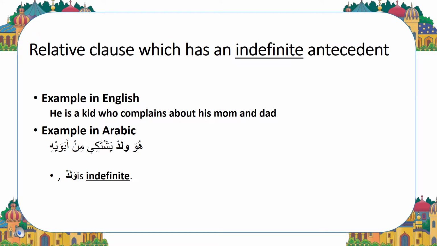Now, let's look at the Arabic equivalent. هو ولد يشتكي من أبويه. In the Arabic sentence, we can easily recognize that there is no word for who because the antecedent ولد is indefinite. As a rule, whenever the antecedent is indefinite, there will be no relative pronoun in Arabic.